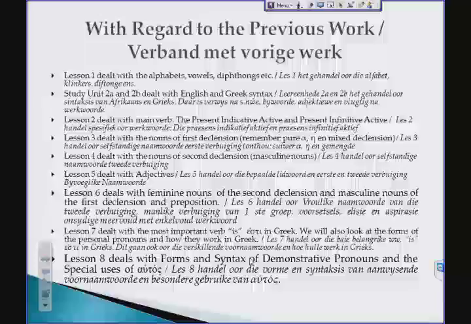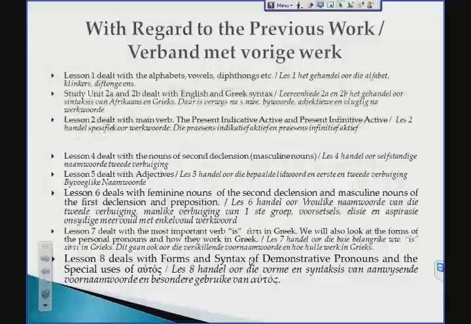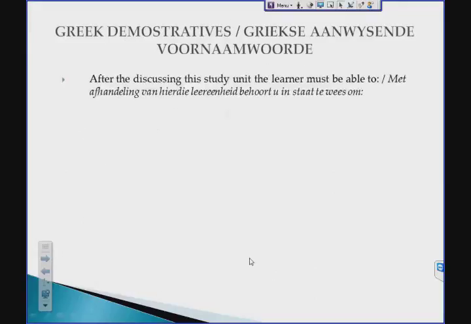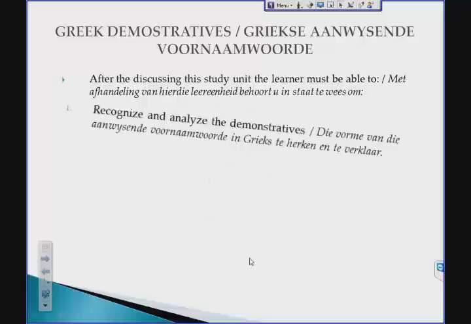Demonstratives, it's something that we use every day, and I will come back to that. The Greek demonstratives, just a bit of orientation on the outcomes of this module. What is it that I want you to know? What is it that is so important that you cannot miss from this lesson?